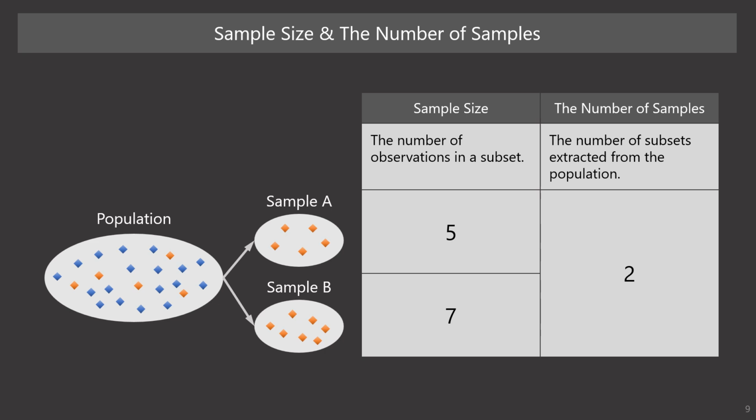There are two confusing terms, sample size and the number of samples. Some people wrongly use them interchangeably, but they are different. Sample size means the number of observations contained in a subset. The number of samples is the number of subsets extracted from the population. Suppose we collected two sets of samples from the population, like shown in this figure. Sample A contains 5 observations. So, the sample size of sample A is 5. Similarly, the sample size of sample B is 7. Here, we extracted two sets of samples from the population. So, the number of samples is 2.